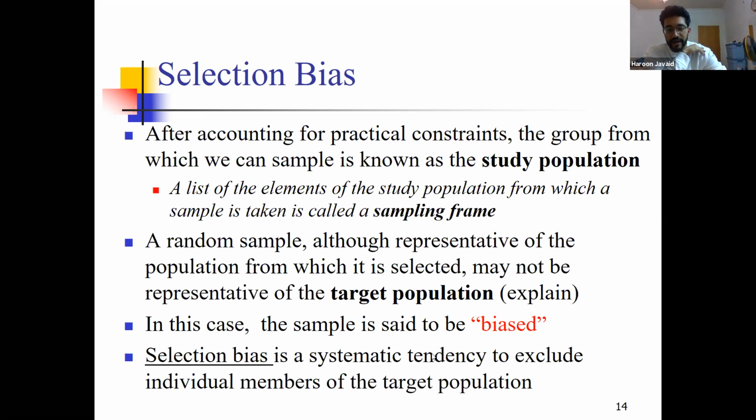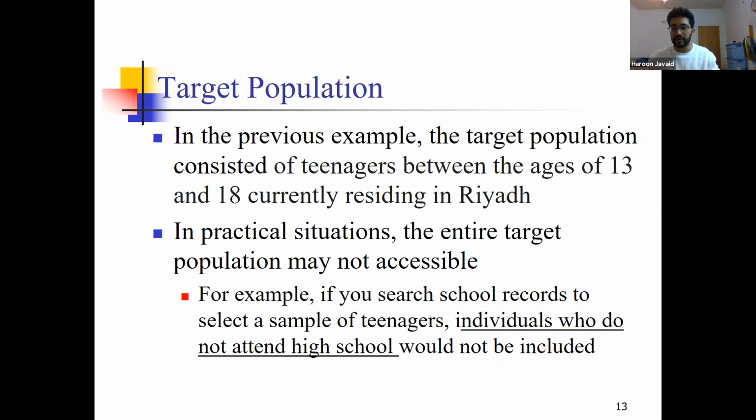So what is a selection bias? Now over here, they gave an example: selection bias is a systematic tendency to exclude individual members of the target population. In our example, we are systematically not including the people who do not go to schools. Okay, again. We have a study population. In our example, the study population is the population that we want to study, basically, okay?